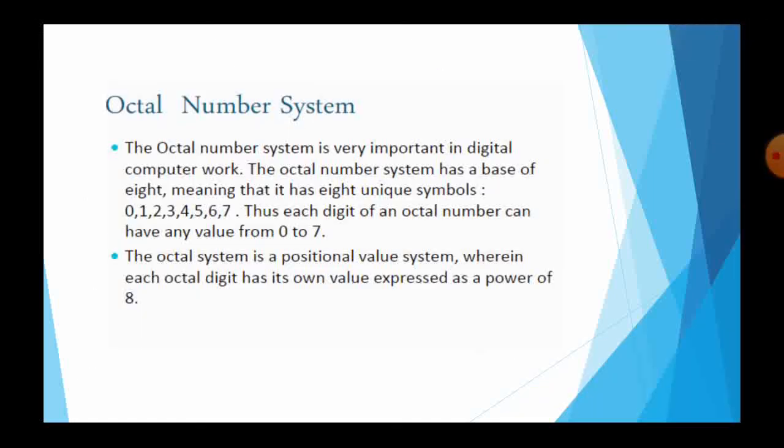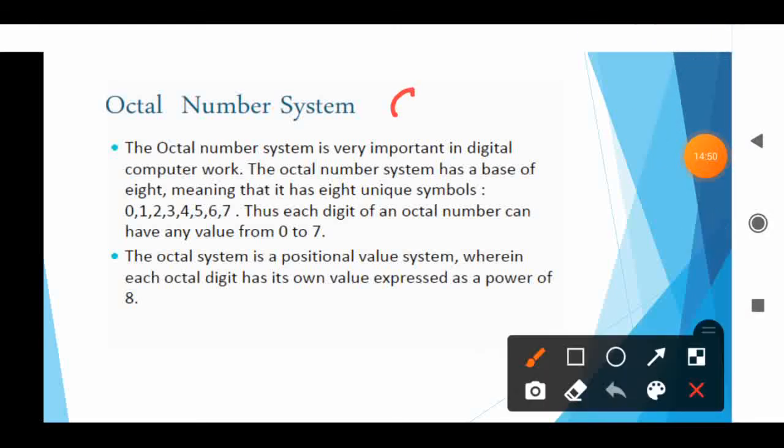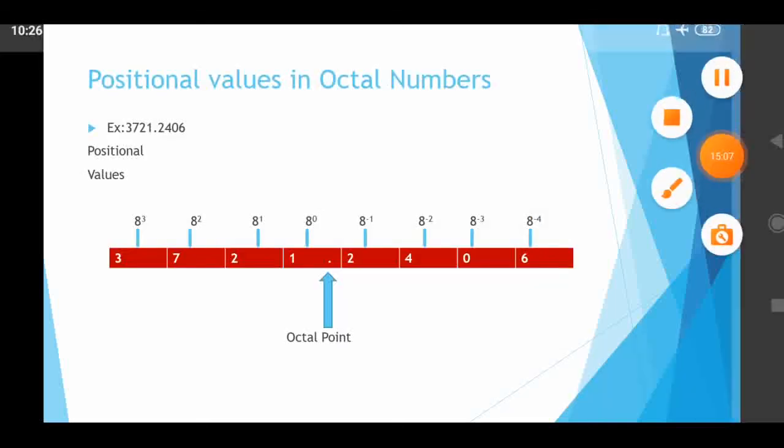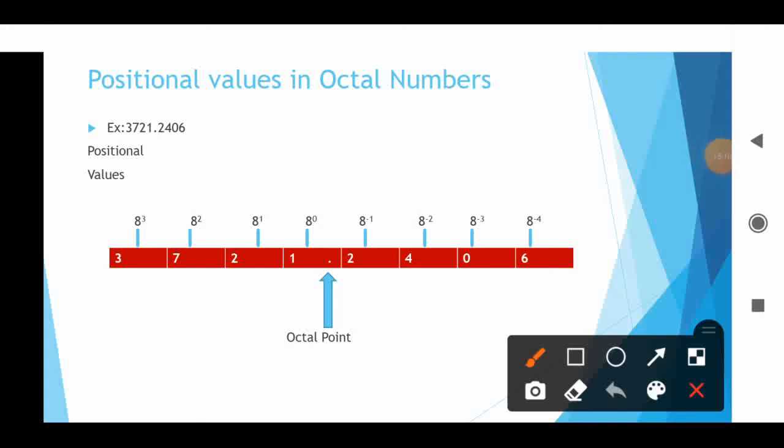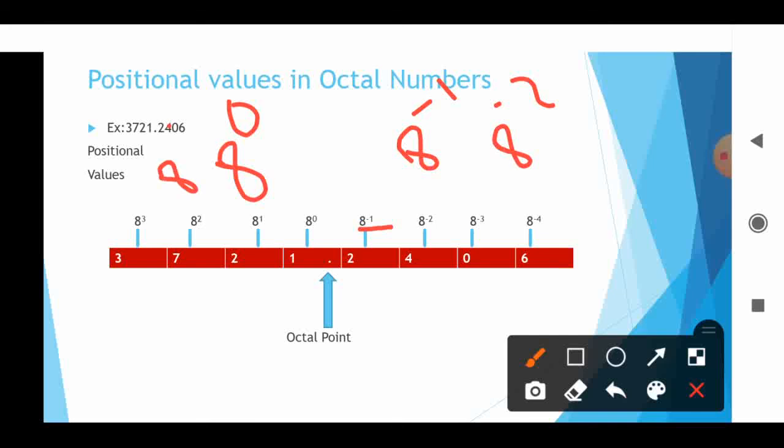The octal number system is on base value 8. You use this base value to represent the values from 0 to 7. It has only 8 digits. How are we representing octal numbers in positional values? After the octal point, you represent the value as base 8 with negative powers: 8 power minus 1, 8 power minus 2. Before the octal point, you represent the value as 8 power 0, 8 power 1.